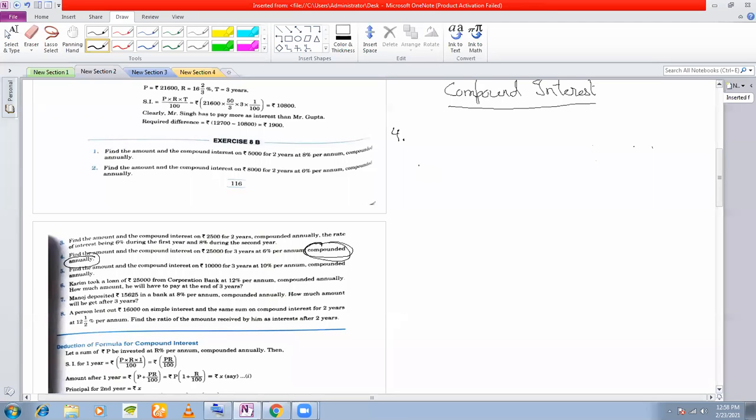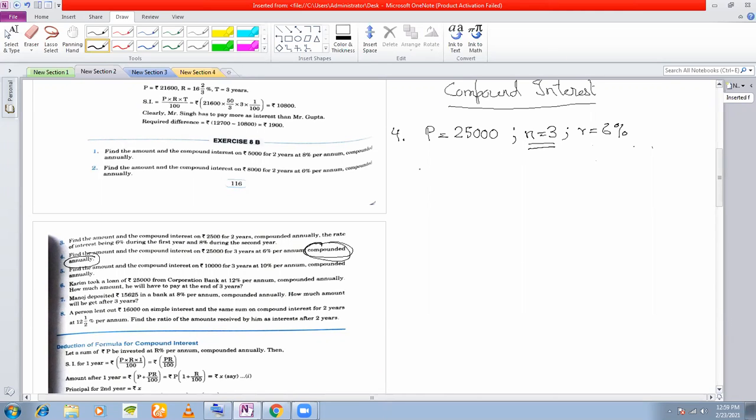Okay. So in order to evaluate this problem, what we are going to do here is write what is given. So the principal here is given to us as 25,000 rupees. And the time here is given to be 3 years. So n is equal to 3. And the rate is given to be 6%, compounded annually.